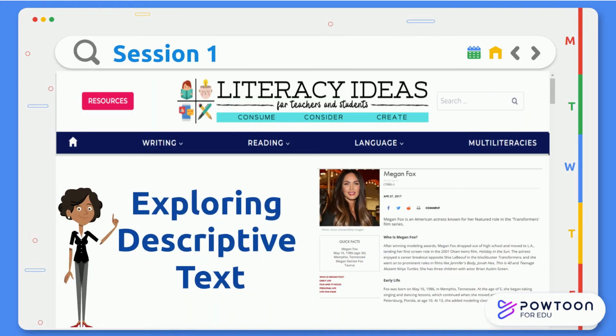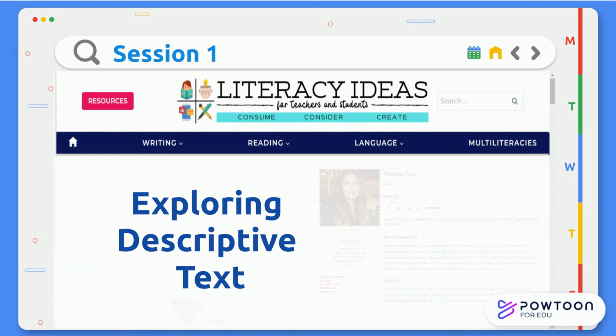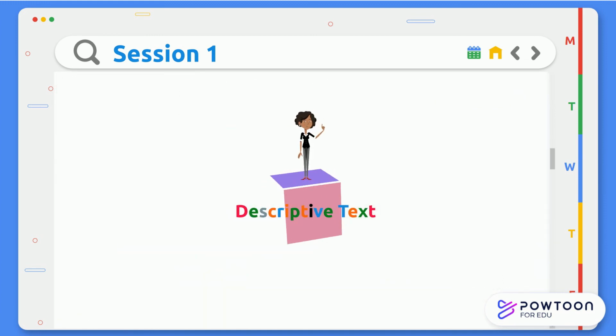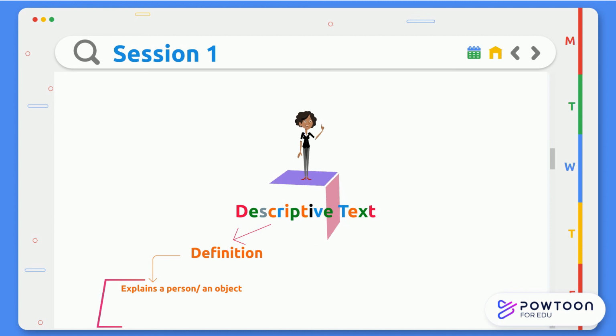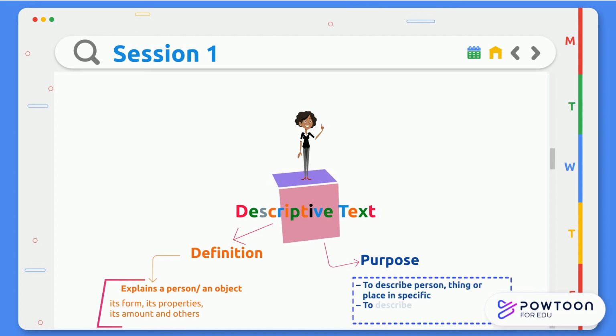Hello everybody! Today we will learn about descriptive text. There are 4 points that you need to know about descriptive text. First, the definition. Descriptive text is a text that explains what a person or an object is like, whether its form, its properties, its amount, and others. Second, the purpose. There are 2 purposes of descriptive text: to describe a specific person, thing, or place, or to describe a particular person, thing, or place.